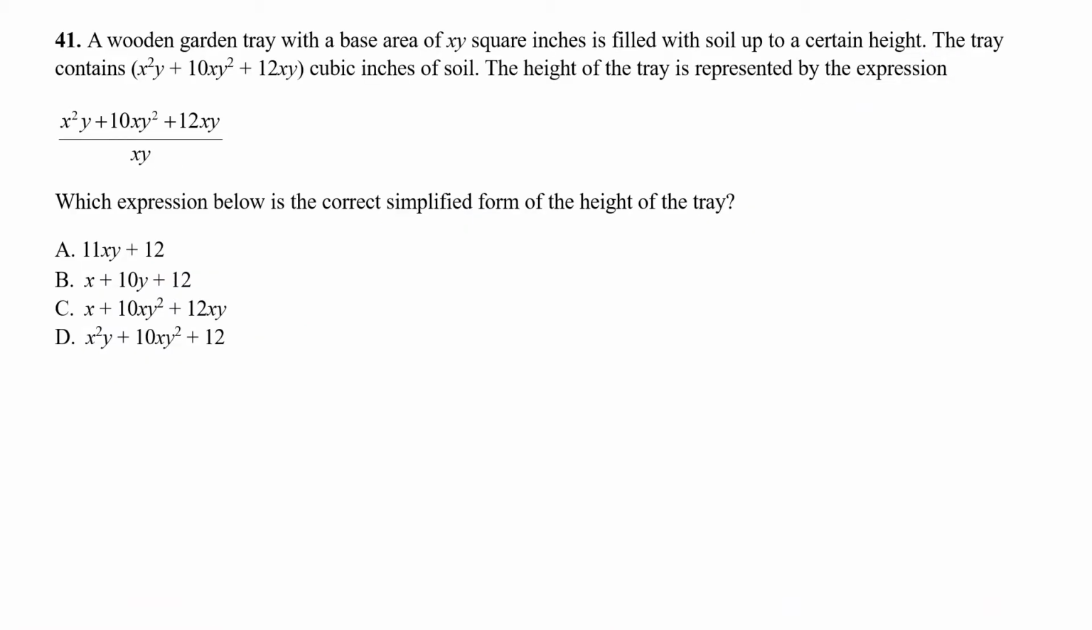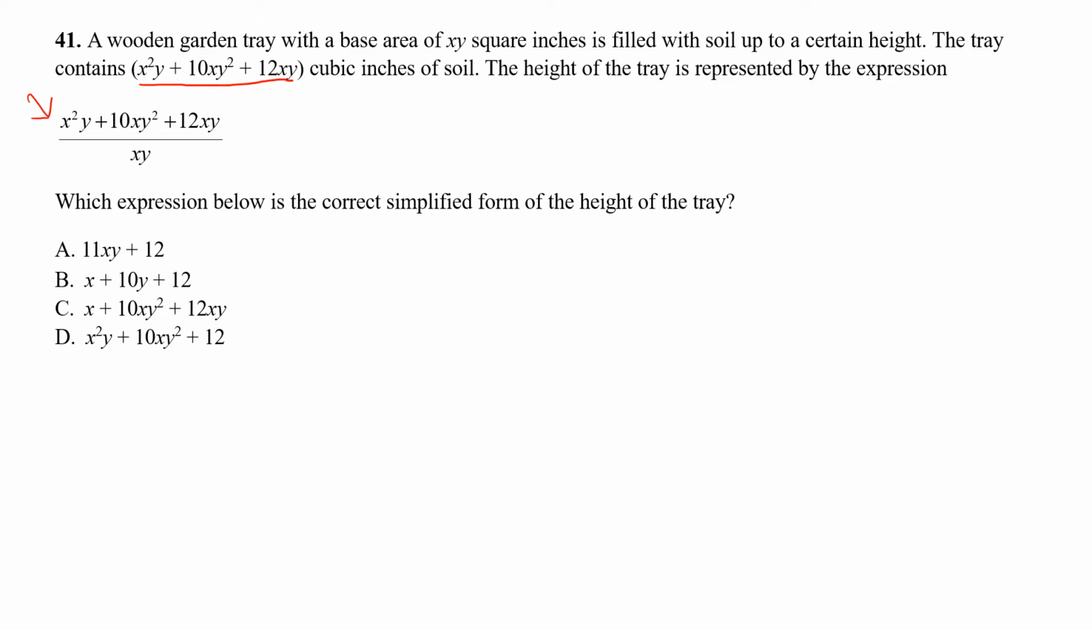For question 41, it says a wooden garden tray with a base area of xy square inches is filled with soil up to a certain height. The tray contains, and I'm going to just underline this expression here, cubic inches of soil. The height of the tray is represented by this expression here. Which expression below is the correct simplified form of the height of the tray?